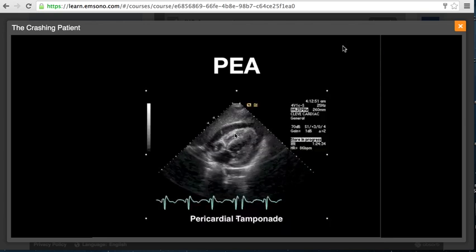Here's another patient that came in. Pulses couldn't be palpated. Focused echo was quickly done. And yes, there's organized cardiac activity. And this patient has a large pericardial effusion with tamponade physiology. So not only was the focused echo exam able to tell us that there was organized cardiac activity, it was able to give us a reason for the PEA arrest and allow us to then rapidly treat this.